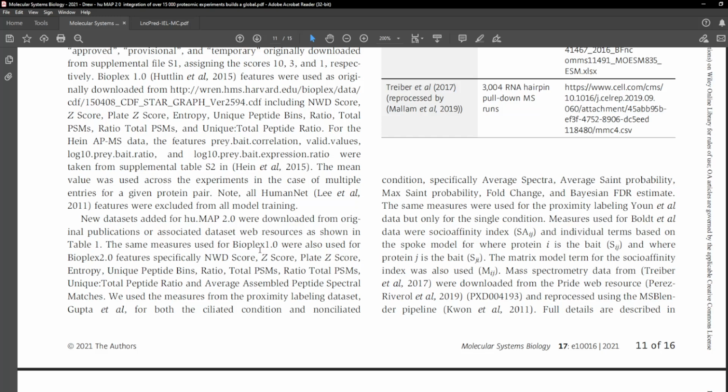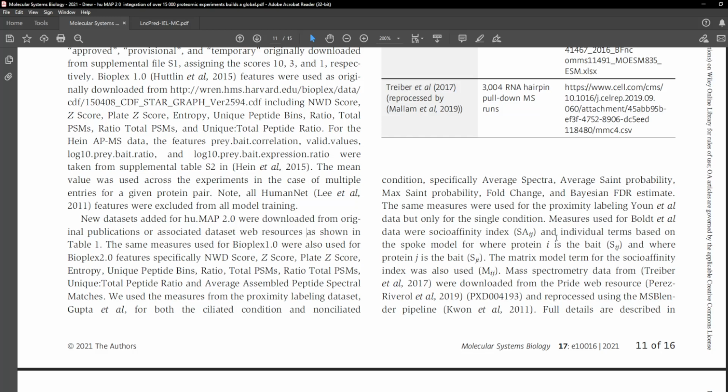We used the measures from the proximity labeling dataset, Gupta et al., for both the ciliated condition and non-ciliated condition, specifically average spectra, average SAINT probability, max SAINT probability, fold change, and Bayesian FDR estimate. The same measures were used for the proximity labeling Yoon et al. data, but only for the single condition.